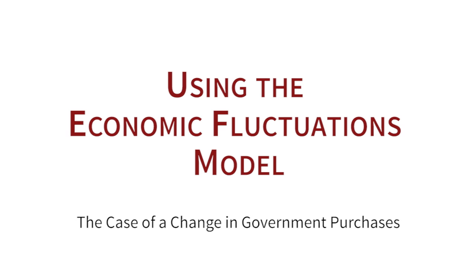We've talked about the economic fluctuations model that describes the ups and downs in the economy. Now I would like to show you how to use this model in practice to make some calculations and inferences about what's going on in the economy. We're going to start with the case where there's a change in government purchases.